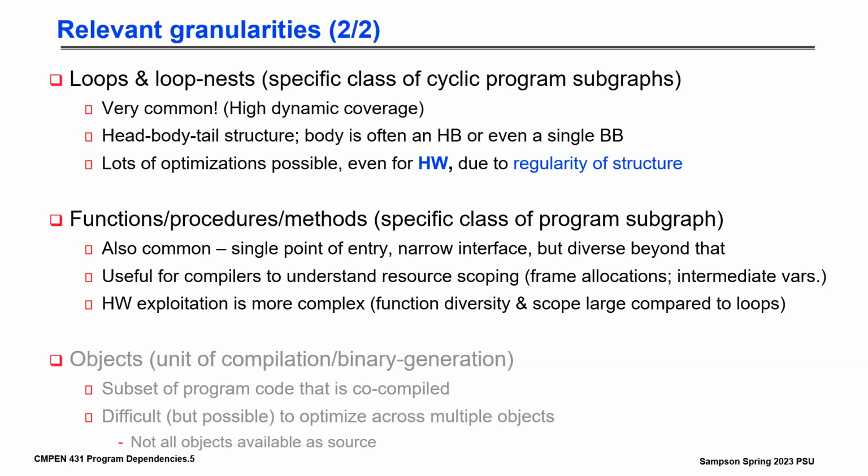Okay, functions, procedures, again, these are reasonably common. Functions are nice because they have a nice narrow interface of a single point of entry, any number of exits, any number of loops or loop nests within them. Hardware exploitation of arbitrary functions is hard in a different way than loops. So loops aren't just going to be optimized by compilers.